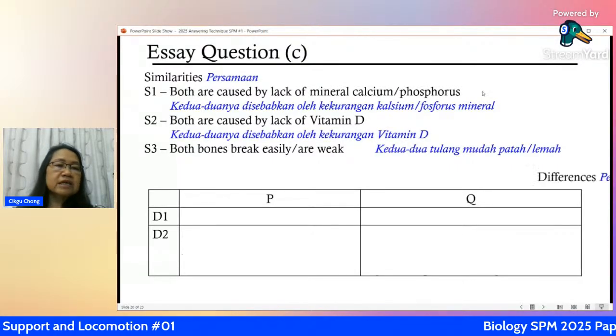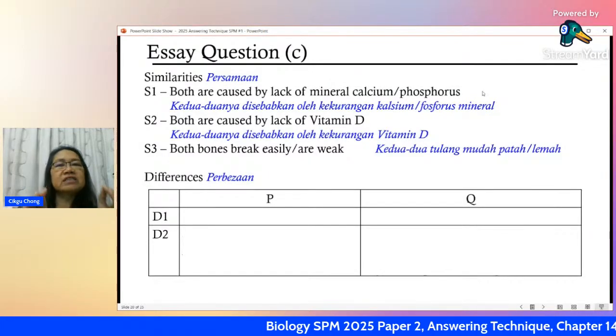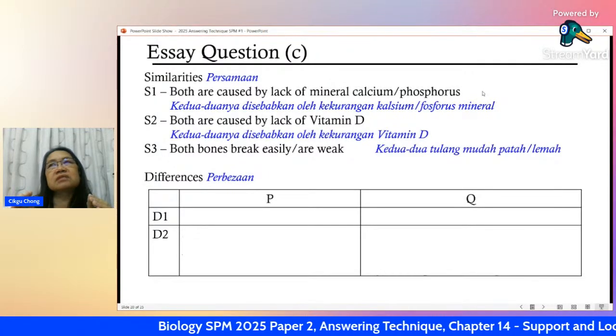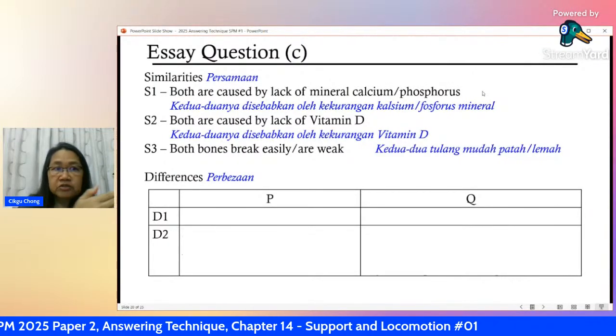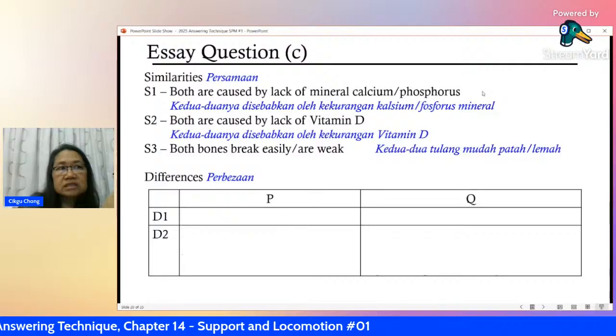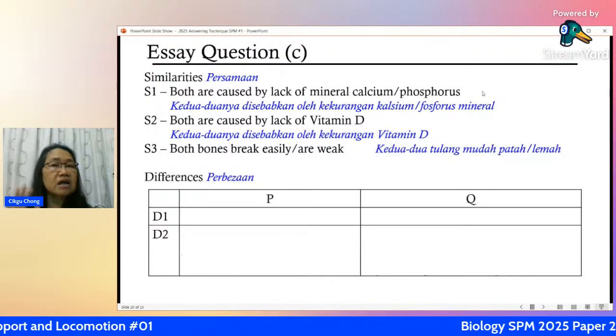We don't accept both bones are related, both diseases are related to the musculoskeletal system. Wrong, because it's already in the question. The question already says both these are related to the human musculoskeletal system. So don't repeat what's already given in the question.